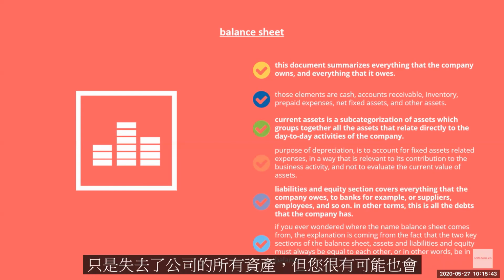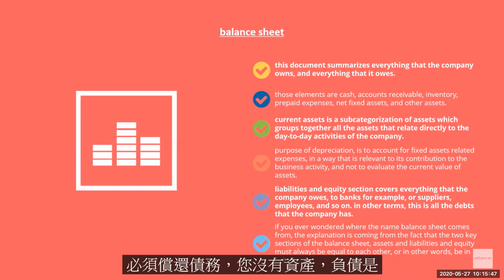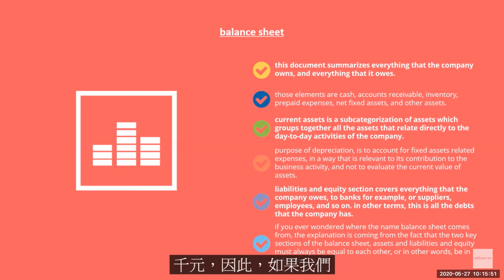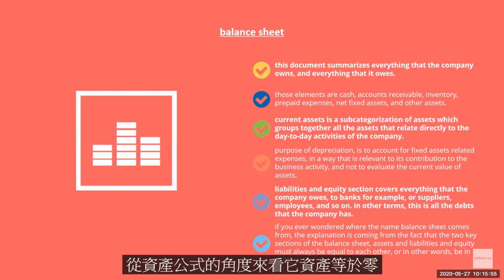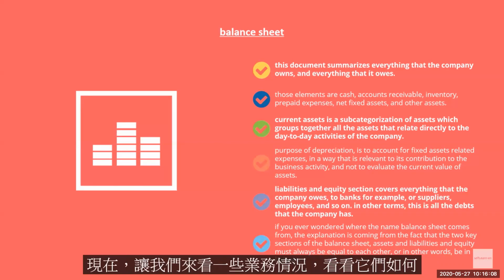Then, not only have you lost all the assets of the company, but you will also most likely have to repay the debt. You have no assets left, liabilities are $10,000, and therefore your equity becomes a negative $10,000. If we look at it from an asset formula standpoint, assets is equal to 0, which is equal to $10,000 of liabilities minus $10,000 of equity. From an equity formula standpoint, equity is equal to minus $10,000, which is equal to 0 assets minus $10,000 of liabilities. Now let's take a few business situations and see how they impact the balance sheet.